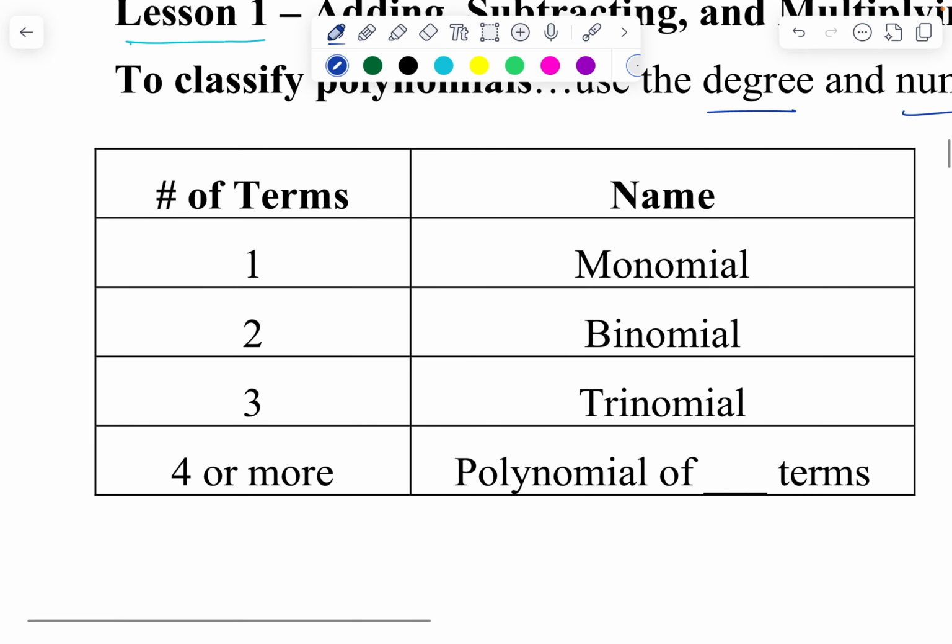If there's only one term, we call it a monomial. If it is a binomial, it's got 2 terms. And if it has 3 terms, we call that a trinomial. 4 or more is a polynomial of 4 plus terms.